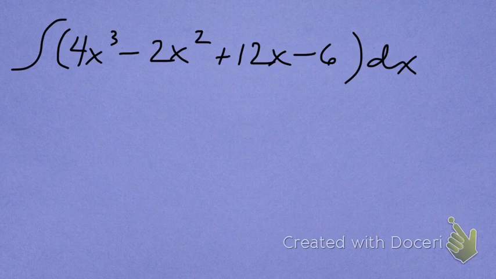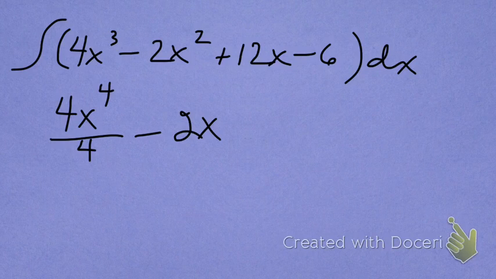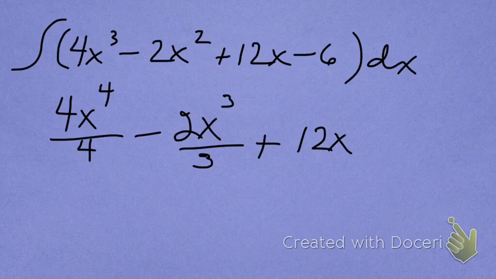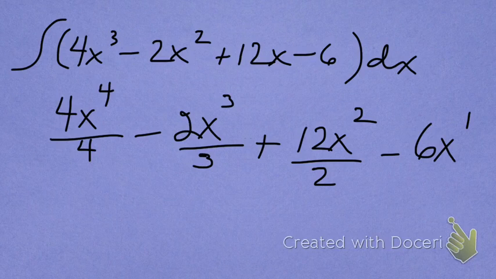This will be as simple as just using our power rule. We'll add 1 to the power, so we'll call it 3 plus 1 and divide by that number. We'll add 1 to this power and divide by that number. Add 1 to the next power, divide by the number, and again, I don't see any x's. We'll add 1, call it 1x, or x to the 1, and divide by 1.